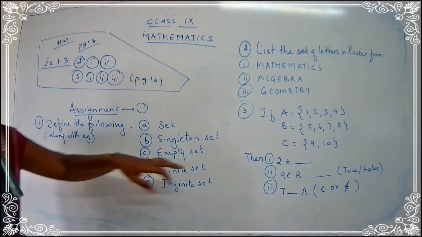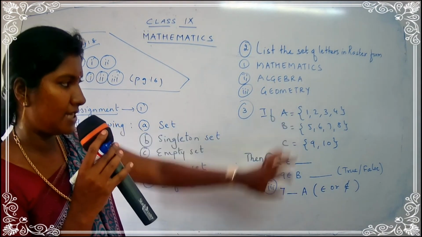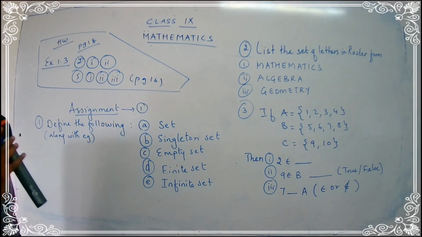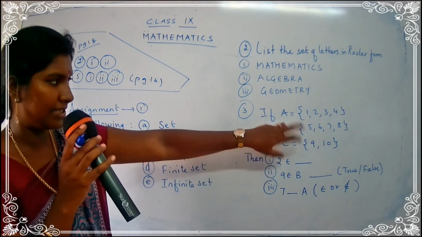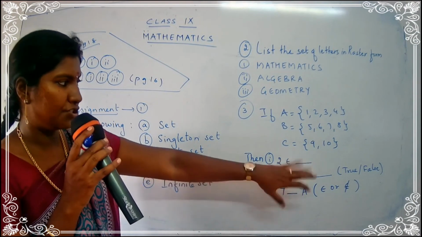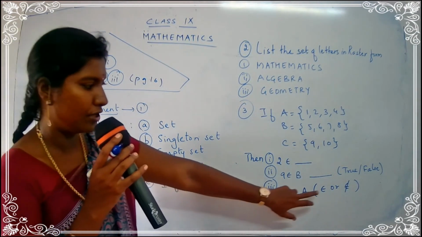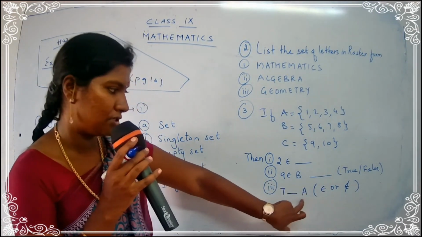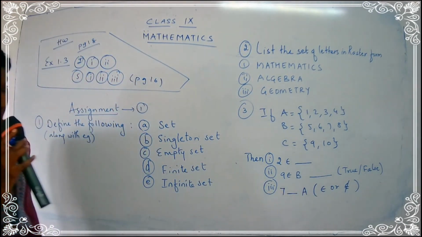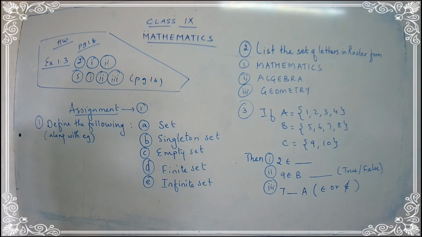This is the belongs-to sign, okay children? I have given a set. A is 1, 2, 3, 4, B is 5, 6, 7, 8, C is 9, 10. So you have to fill this. 2 belongs to which set? 9 belongs to B, is it a true or false statement? 7 dash A. So you have to use this to answer. You can write epsilon or you can write epsilon with a slash, that is, does not belong to. Belongs to or does not belong to.